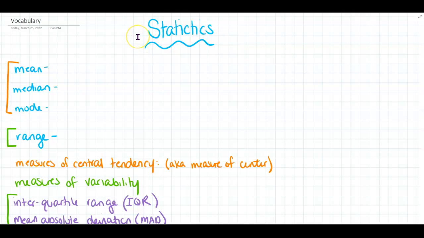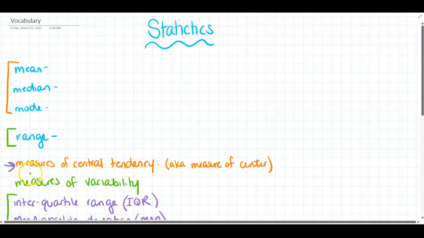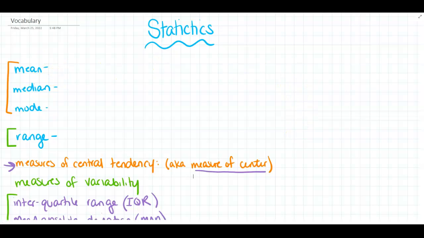So we're starting with some statistics. We'll start with some vocabulary. It would be helpful if we knew what we were talking about as we spoke. So let's start up here. These three words right here, mean, median, and mode, those three things together are our measures of central tendency, or measures of center. That's pretty self-explanatory as far as what they mean.